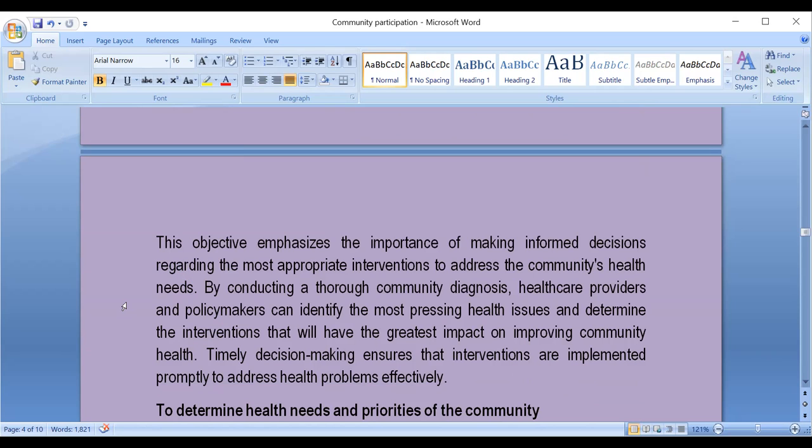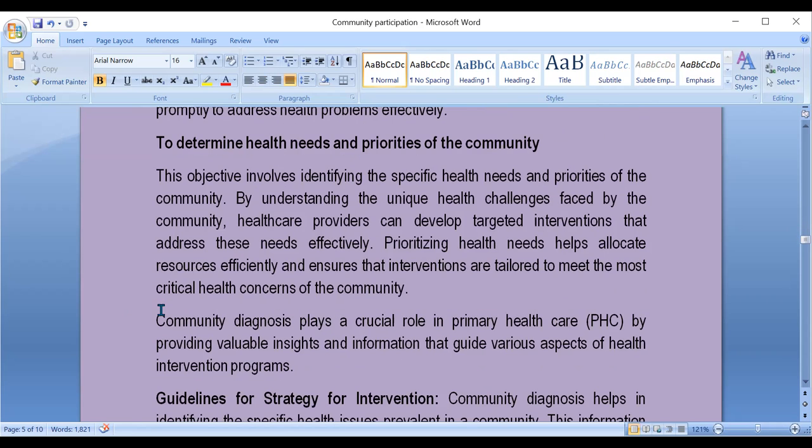So it enables you to identify appropriate and timely decisions on the intervention mostly needed by the community. It will help you to determine which of these interventions will have the greatest impact on improving the community health. And the timely decision will ensure that interventions are implemented promptly to address the health problem effectively. So that is why you use what? Community diagnosis.